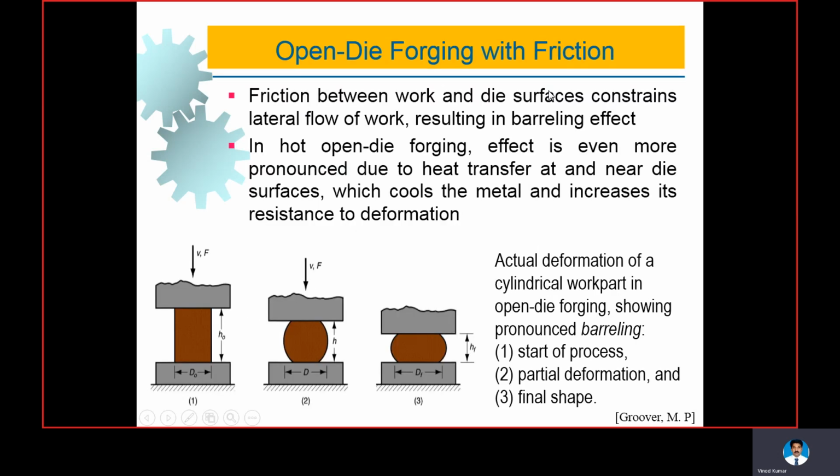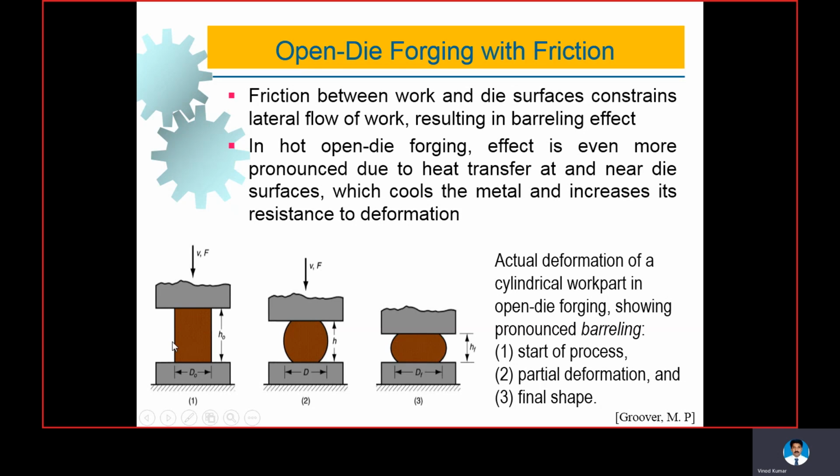Now, if you take friction into account, which happens in a real scenario, there is friction between the workpiece and the upper die, and between the workpiece and the lower die. This friction will definitely affect the shape of the final product, and it happens more predominantly in hot working processes because of sudden heat transfer. The part of the workpiece in contact with the die surface cools faster. It resists the deformation process.